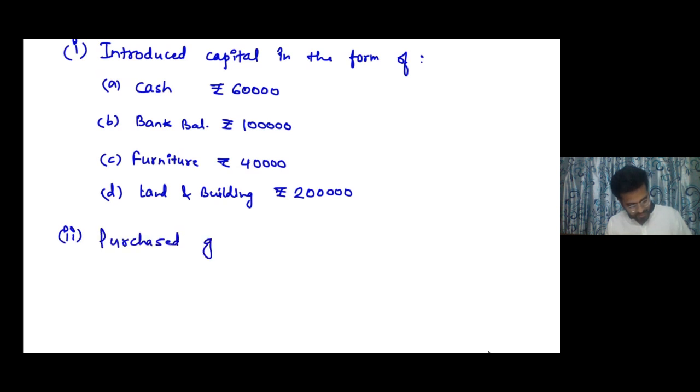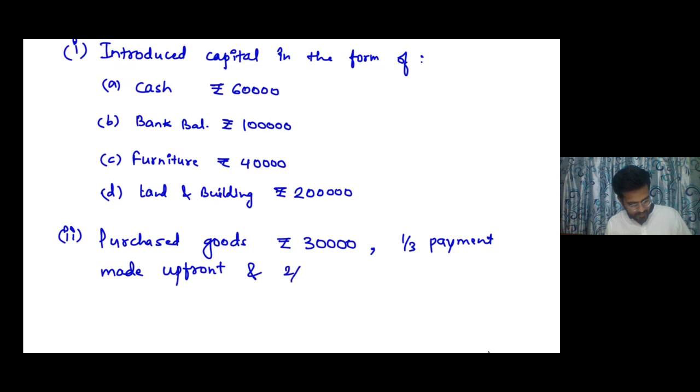Purchased goods rupees 30,000, 1/3 payment made upfront and 2/3 is due after 2 months to Mr. Y.